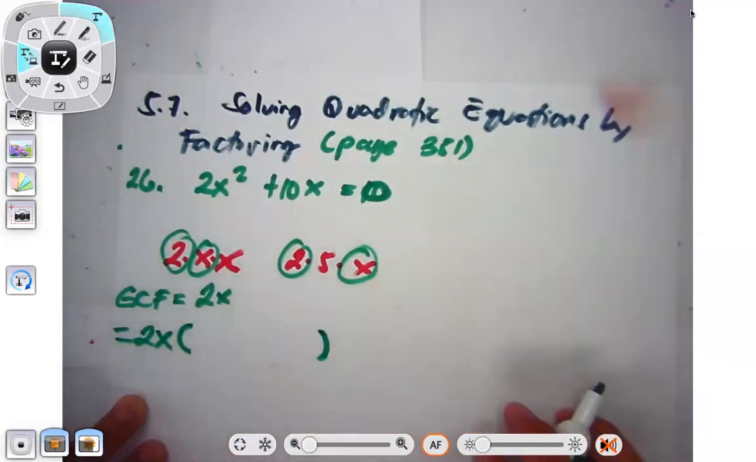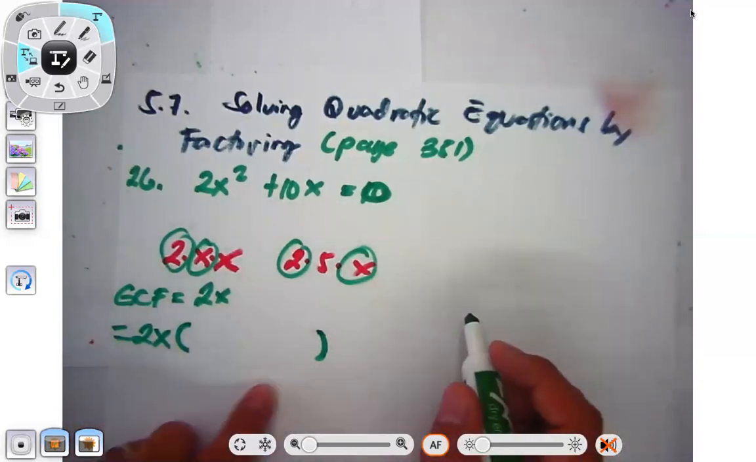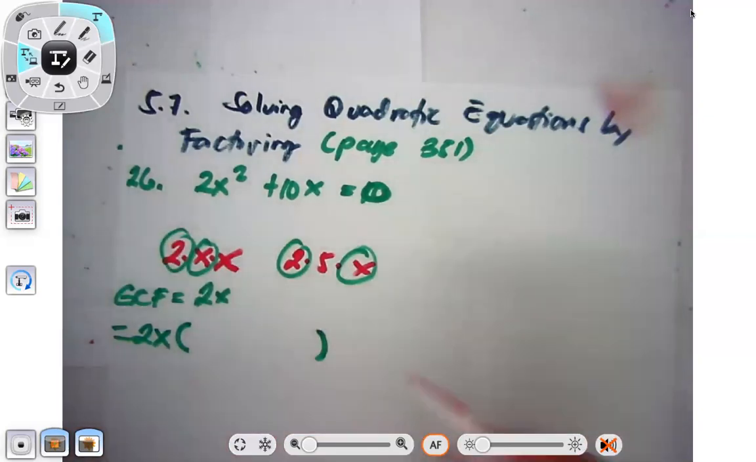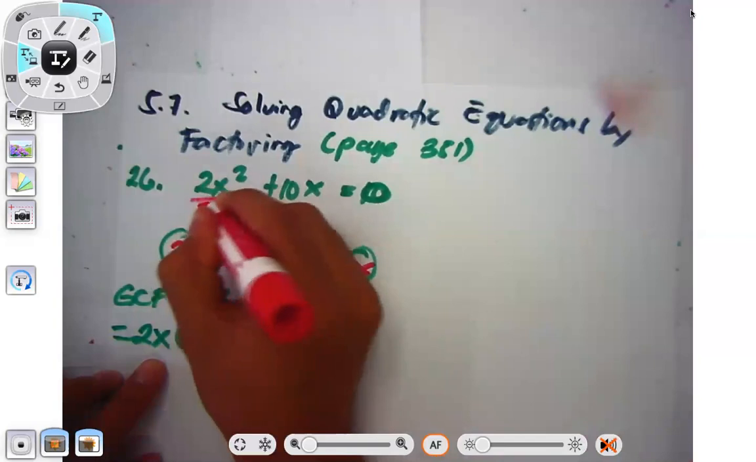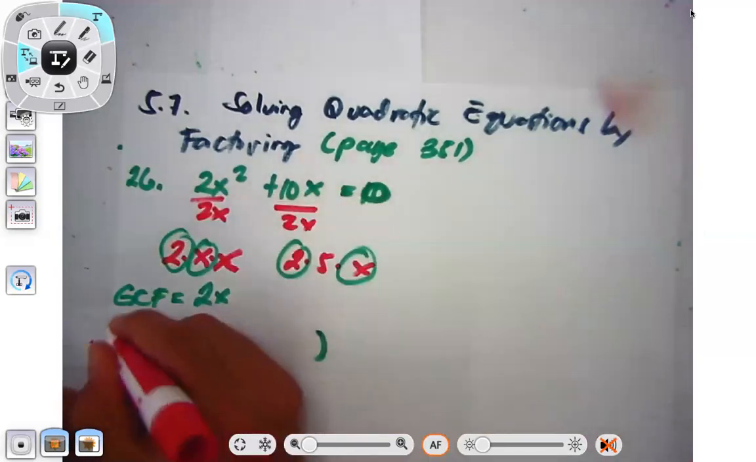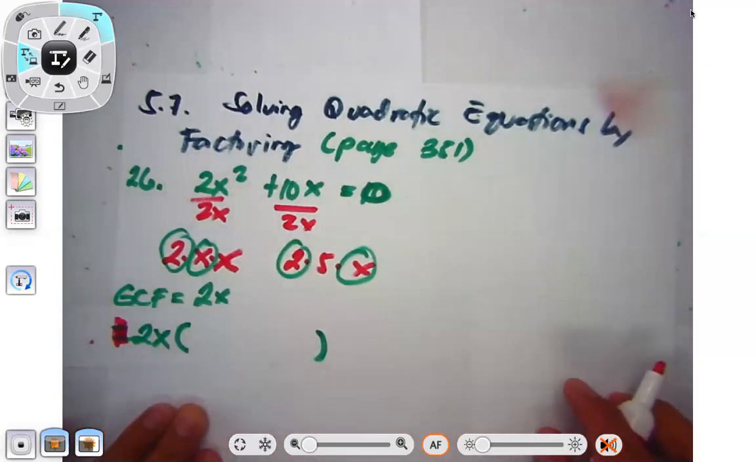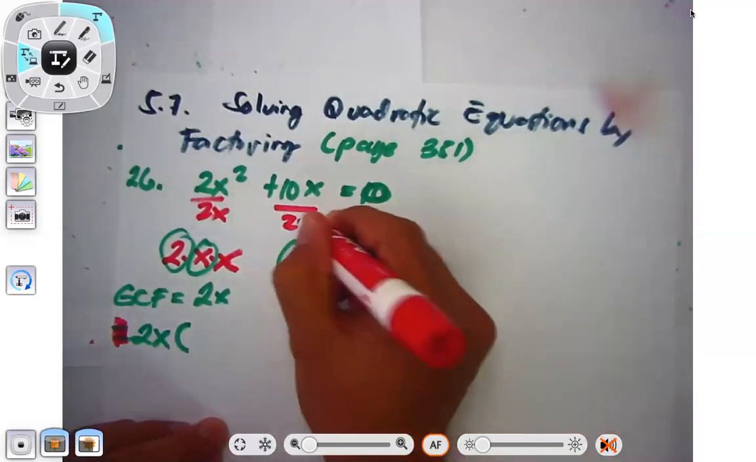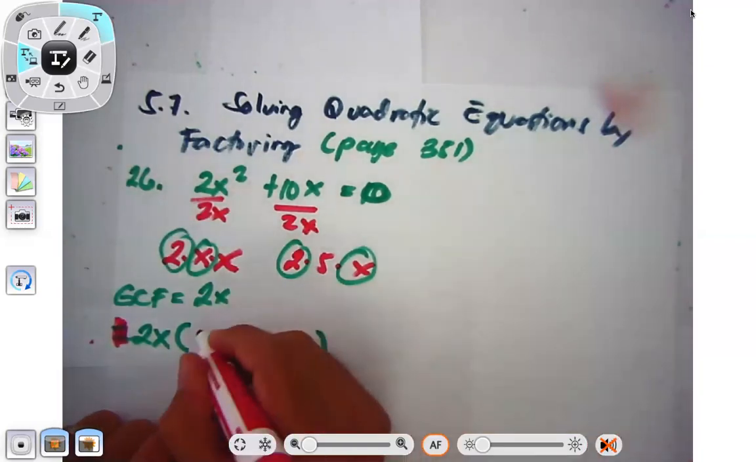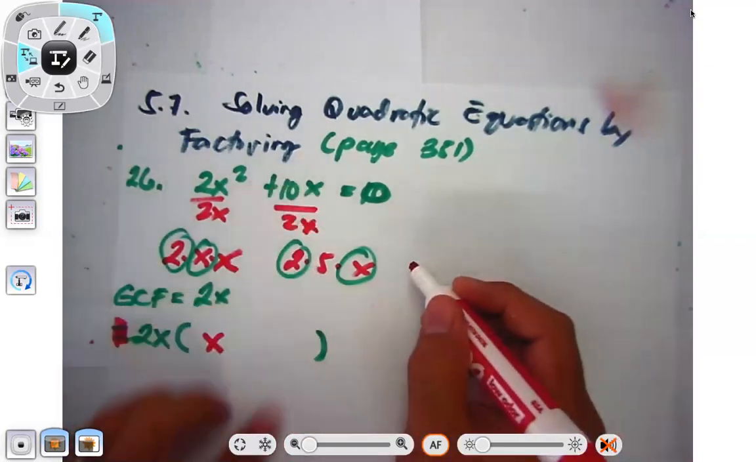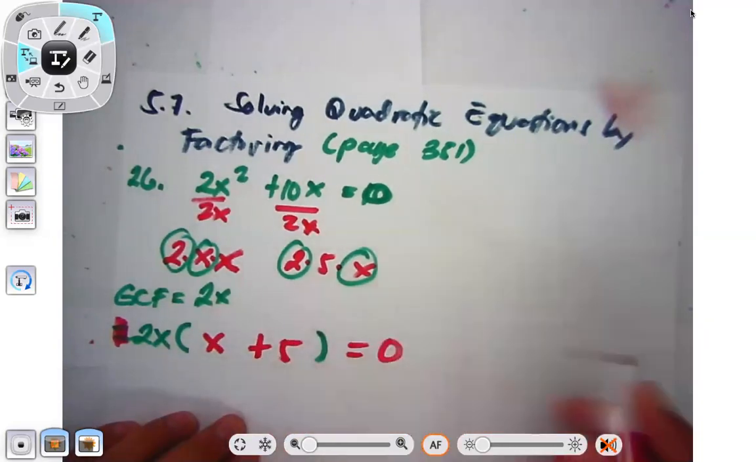Now let's find the other factor by dividing both terms, not both sides, both terms, by 2x. Let me erase this equal sign there. There should be no equal here. So what's 2x squared divided by 2x? x. And 10x divided by 2x is 5, and that's equal to 0.